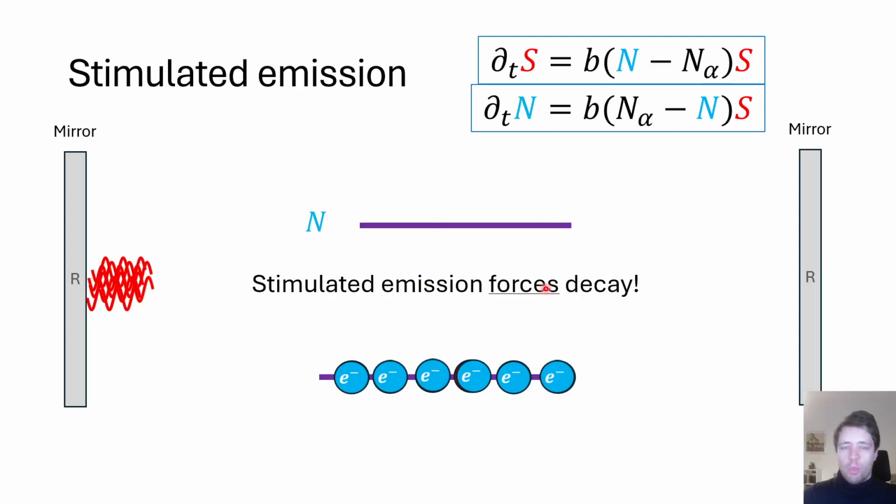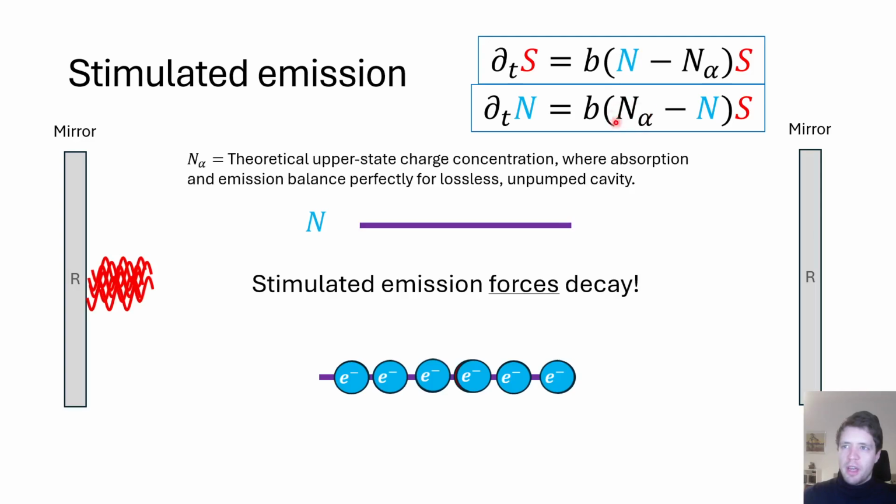Since there's one photon produced for every electron that recombines, we can write down these two coupled differential equations here that describe the rate of change of the photons within the cavity and the number of charges in the conduction band. Note here that the n alpha is sort of a theoretical number of charges in the conduction band, where if we have perfectly reflective mirrors and no loss and also no extra electrons from the current, then that will sort of balance these two effects out.